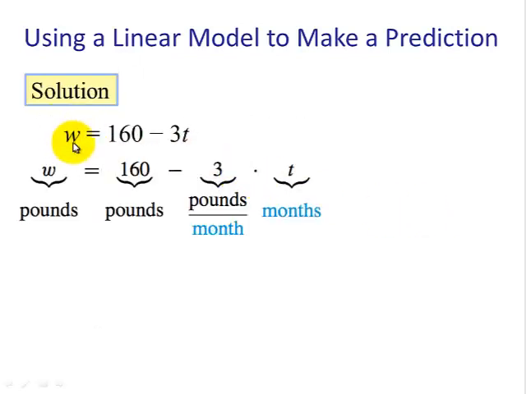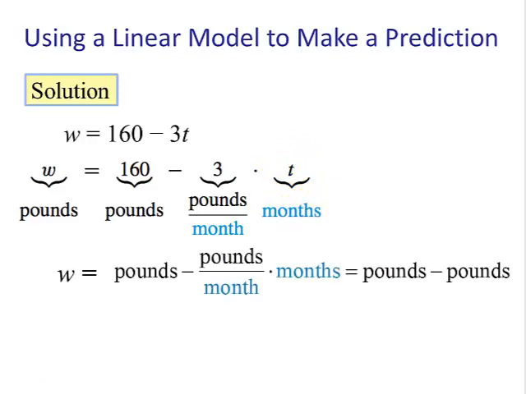So we know that W is pounds. 160, her starting weight, is in pounds. The negative 3 is our slope. And slope is the change in the y over the change in the x. So that's pounds per, meaning divide, month. And our independent variable T is months.